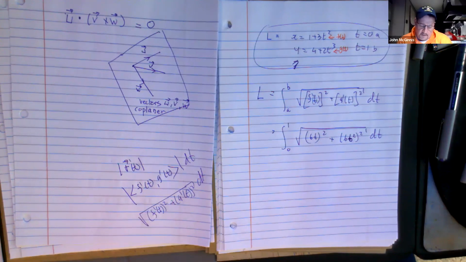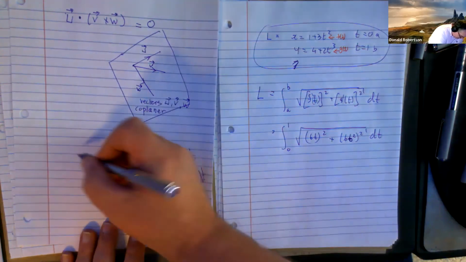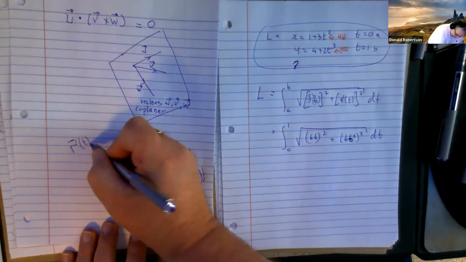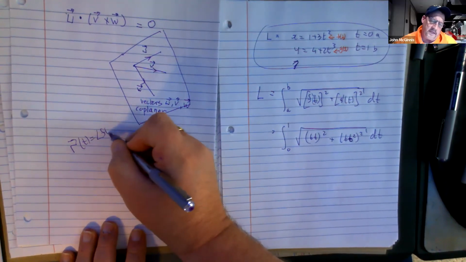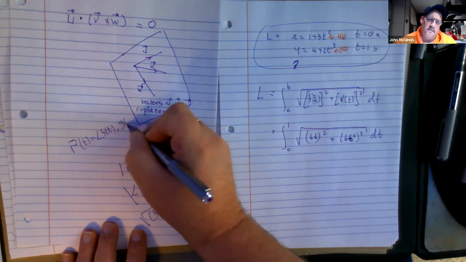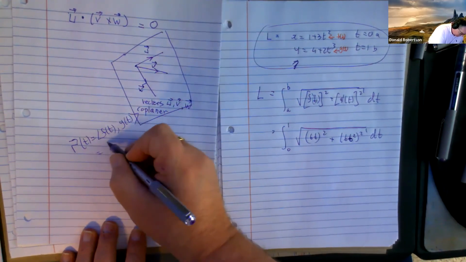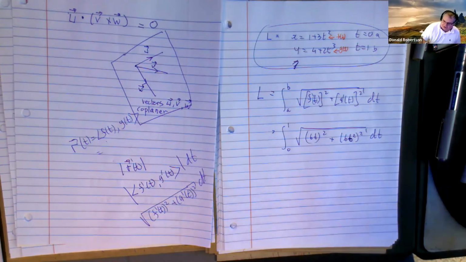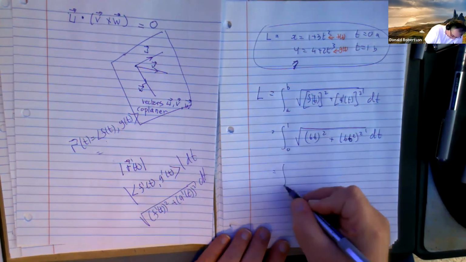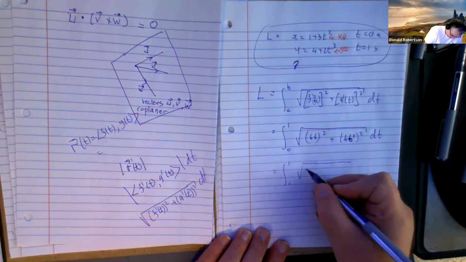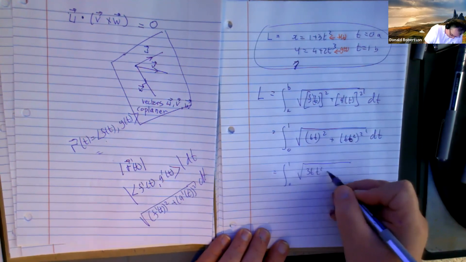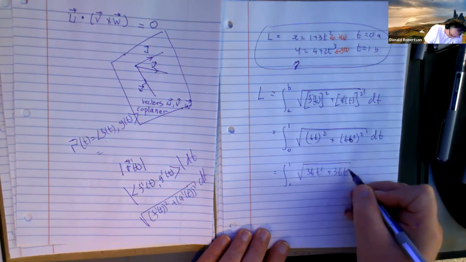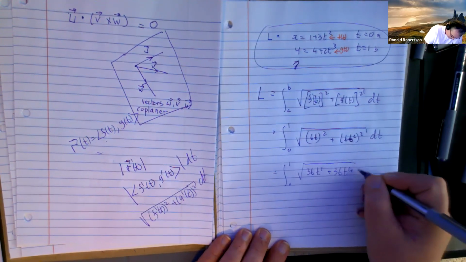So what is r of t? Maybe I'm missing something. Yeah, r of t is going to be x and y. Okay, so really it's the square root of x squared plus y squared. Yeah, and x is turned into t's and y is turned into t's, and you differentiate them before you do that. So in this case, you've got the integral from 0 to 1 of the square root of 36t squared plus 36t to the 4, dt. It's funny, my pen's gone.